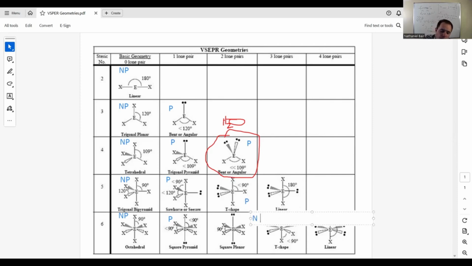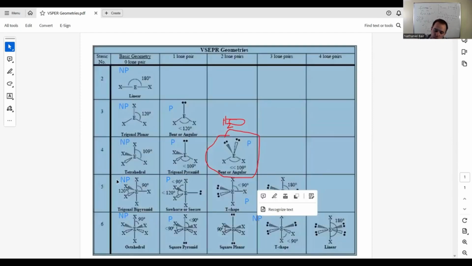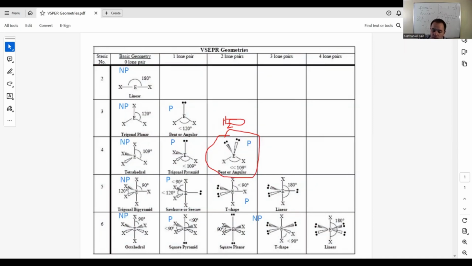Square planar, non-polar. It's super duper special. Let's talk about it. Because the two lone pairs cancel each other out, these X groups are a perfect 90 degrees apart. If all 4 of these X's are the same, that's going to be a non-polar molecule.